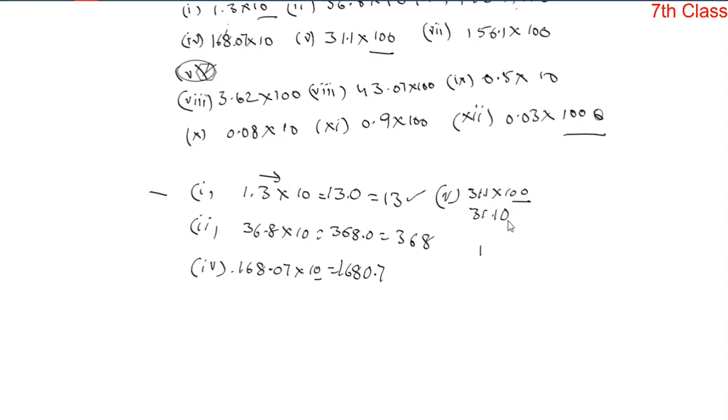Why? Because after the point, 0 has no value. So, you can put as many zeros as you want. I want to put 1 zero. So, 31.10 into 100 can be written like this. 31.1 into 100 means 31.10. Now, you move the decimal point towards right 2 digits.